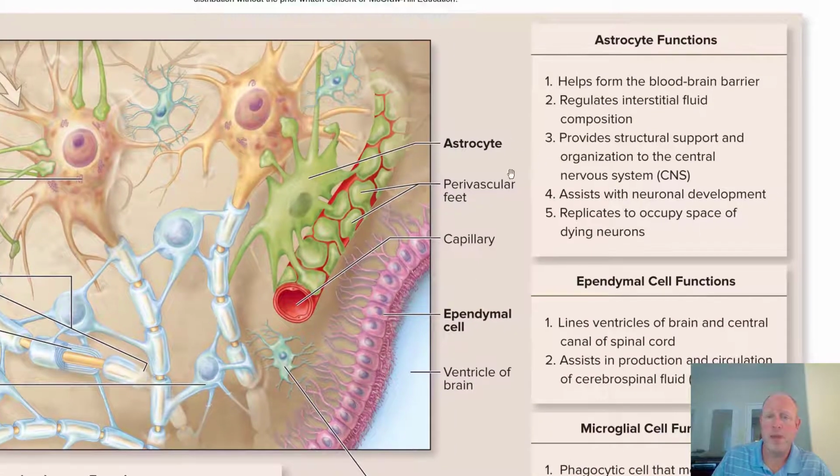And those astrocytes, these big green guys here, help form the blood-brain barrier. They regulate the interstitial fluid composition outside of our cells. They provide structural support and organization of the central nervous system, assist with neuronal development, and replicate to occupy space of dying neurons. That's why we often hear about them the most.